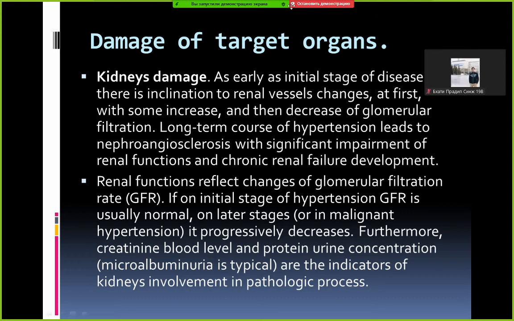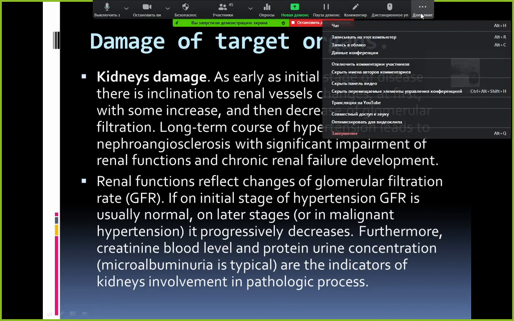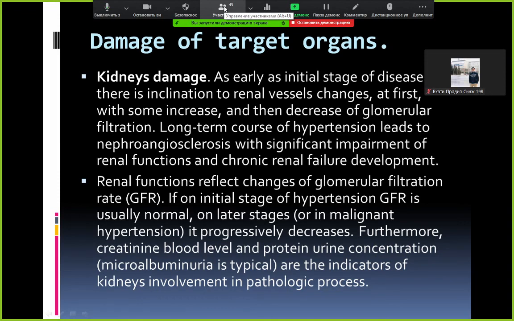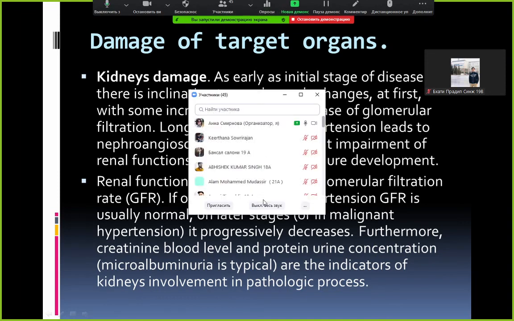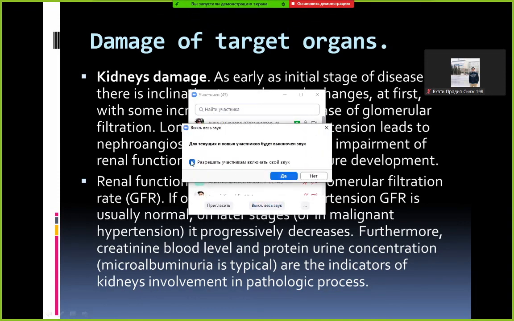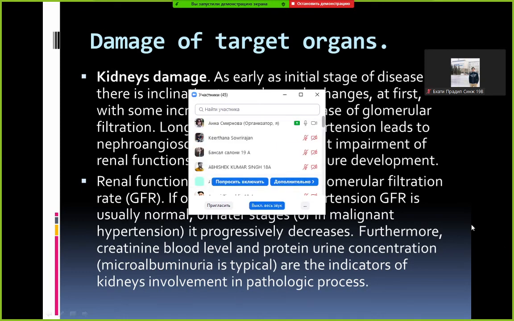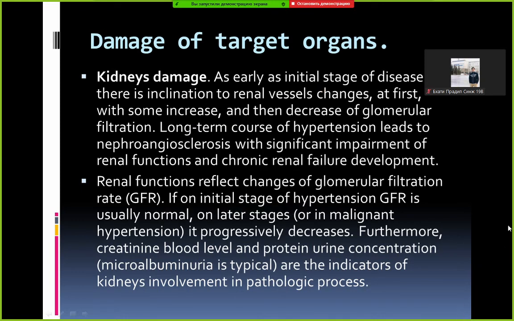impairment of renal functions. Guys, don't speak during lecture and switch off your microphones.